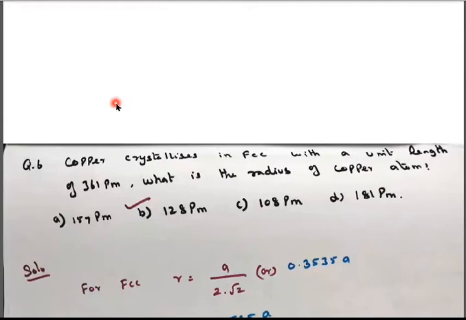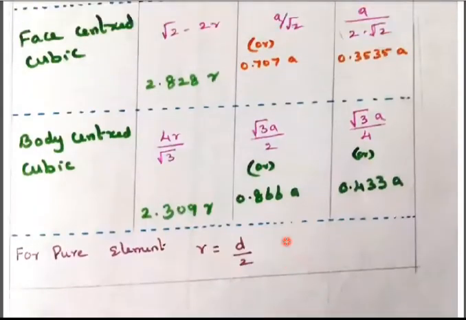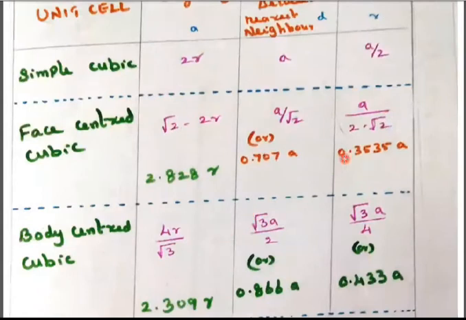Question number 6. Copper crystallizes in face-centered cube with a unit length of 361 picometer. What is the radius of the copper atom? So they are asked the radius. Already I said for FCC, either we can write a by 2 into root 2, or 0.3535 A. In short, I have given this radius of FCC as 0.3535 A, or we can write a by 2 into root 2.